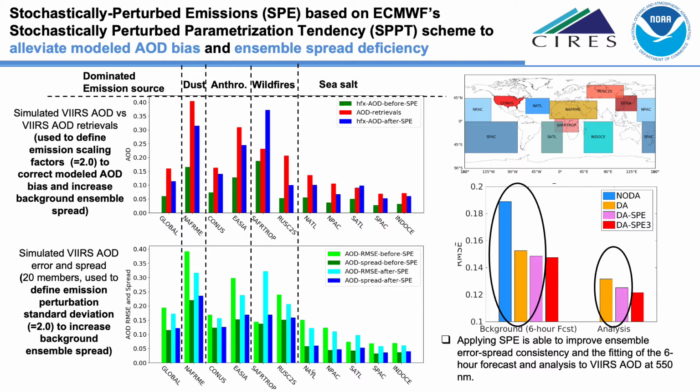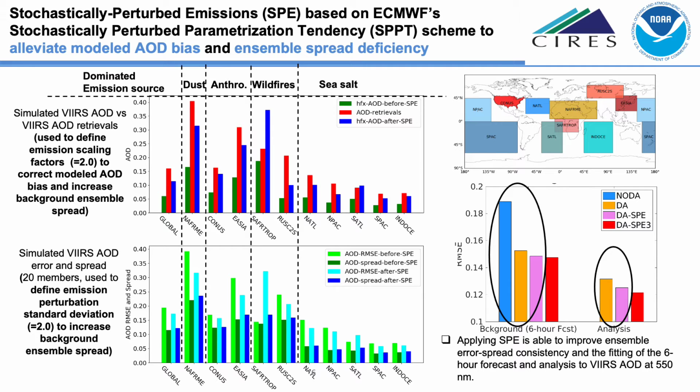Here the SPE, the stochastic perturbed emission, serves two purposes. The first one is to scale the emission, which will help to correct modeled AOD bias and increase the background ensemble spread at the same time. In the current GOCART aerosol model, there are four major aerosol emissions, that is, dust emission, anthropogenic emission, wildfire emission, and sea salt emission. To define the scaling factors, we compared the observed AOD retrievals in red bar and simulated AOD in green bar over different regions where a particular emission will dominate.